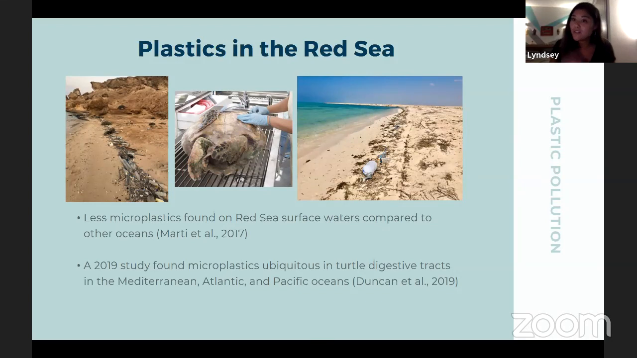So I hope to do a future study. I collected a bunch of microplastic samples from different nesting sites in the Red Sea, and hopefully that information can be analyzed within the next few years to figure out how it compares to other nesting sites throughout the world.